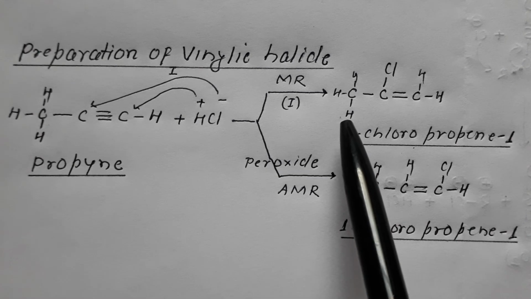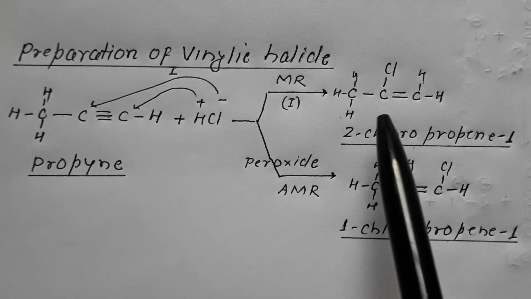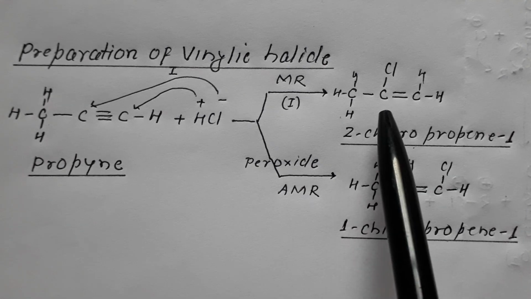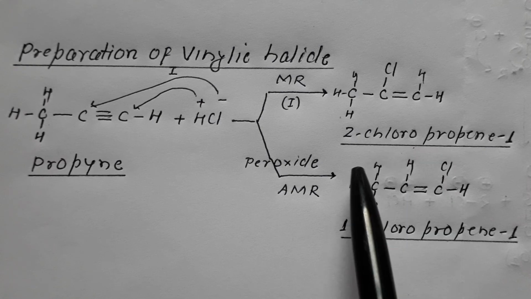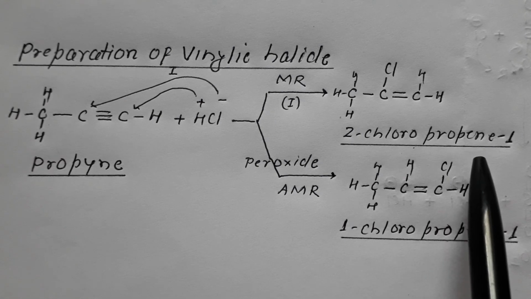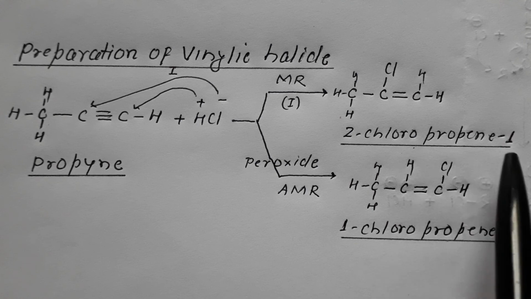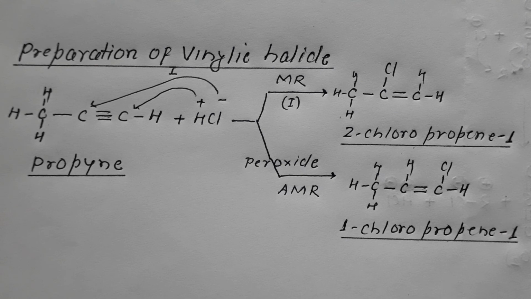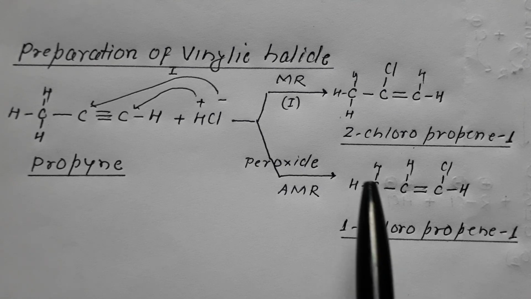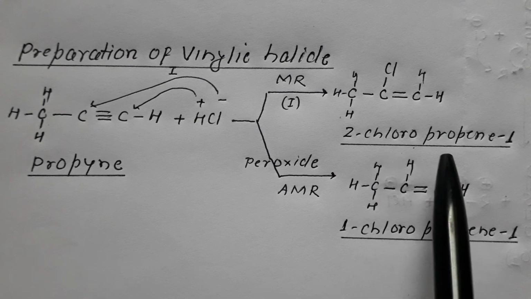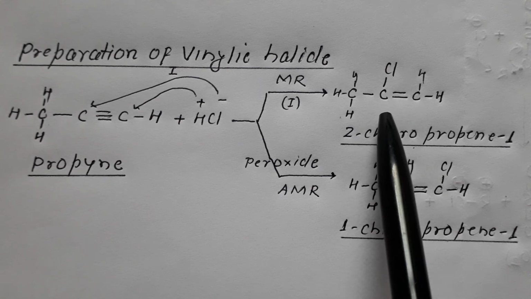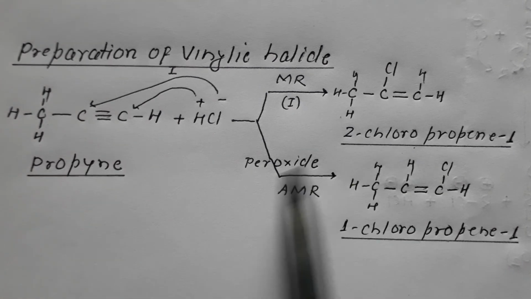So it results in formation of CH3 CCl double bond CH2. This is propene 1 having chloro at position 2. So it is 2 chloropropene 1. Is it vinylic? Yes, it is a vinylic compound because the molecule is unsaturated and halogen is attached to an unsaturated carbon. This is a vinylic halide.